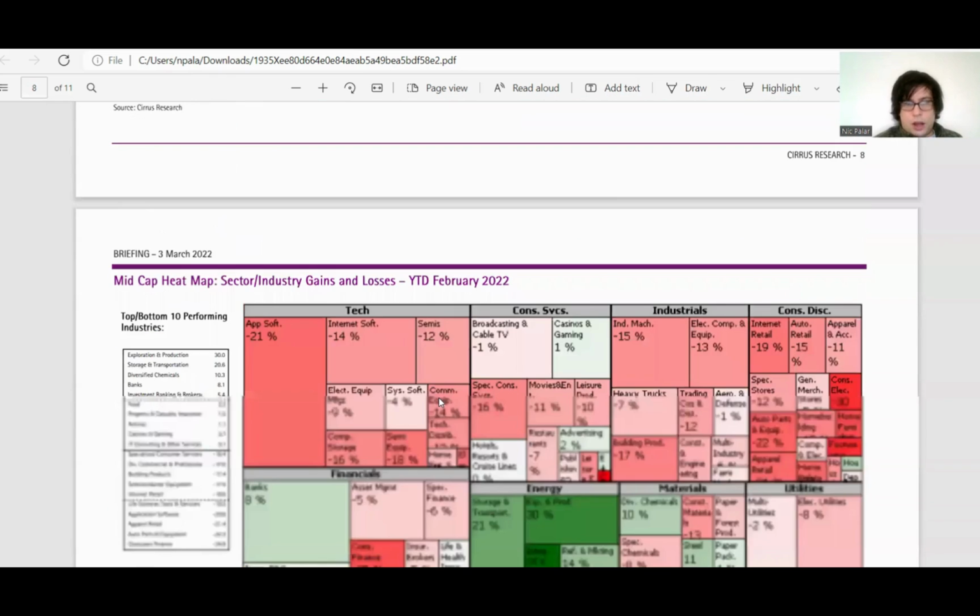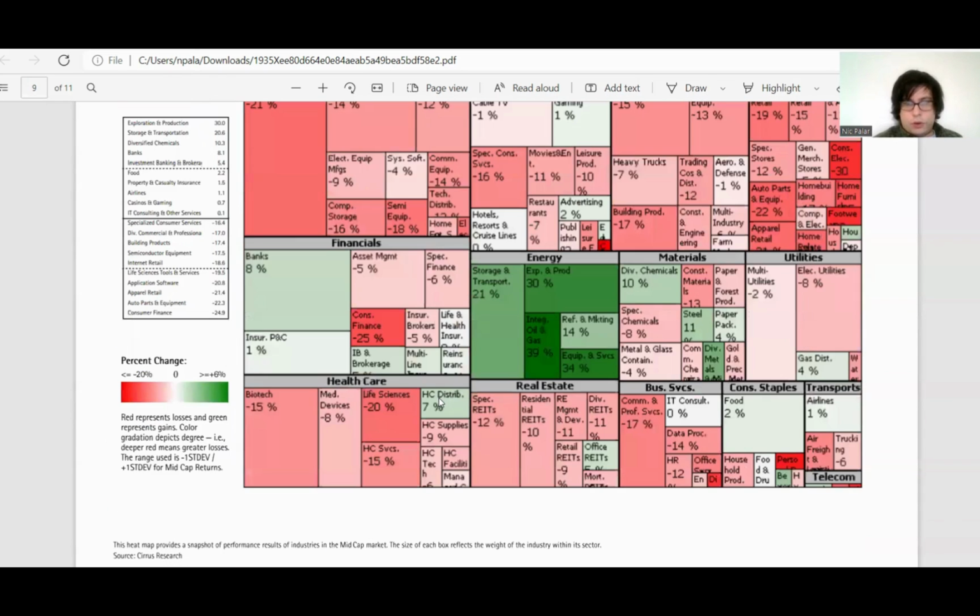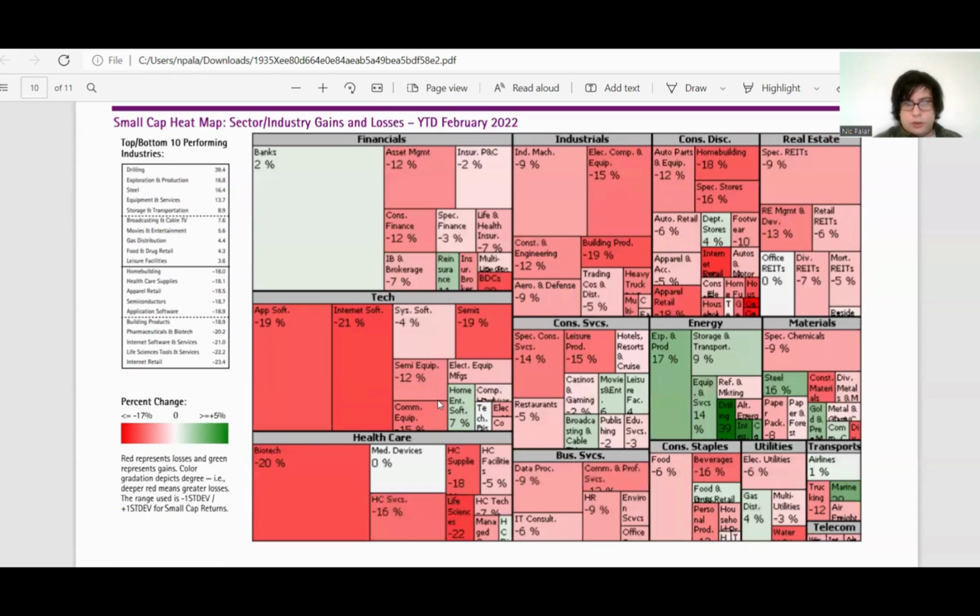So again, we have these for each size class. If you look here, small caps, drilling is up 39%. Here you see, because there are quite a few small cap energy companies, the top 10 industries in terms of year to date performance is dominated by energy companies with steel sneaking its way in as well from materials. So that's a lot to take in, and I think I'll leave it here.